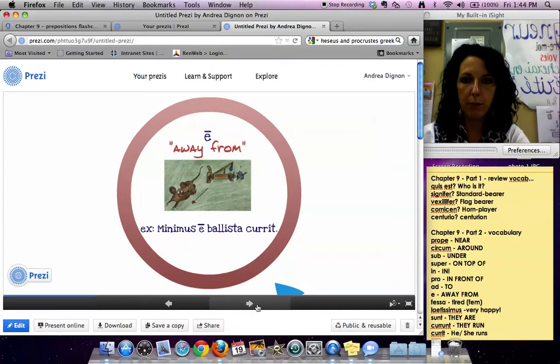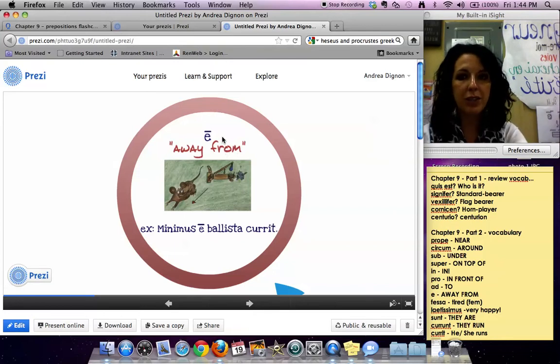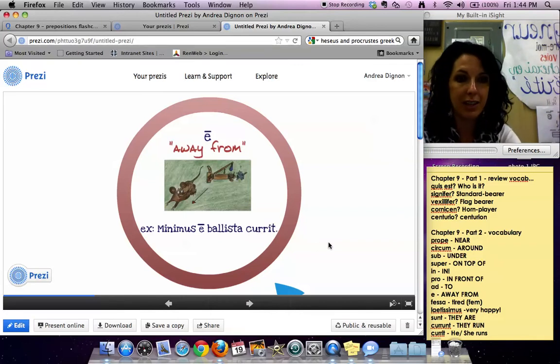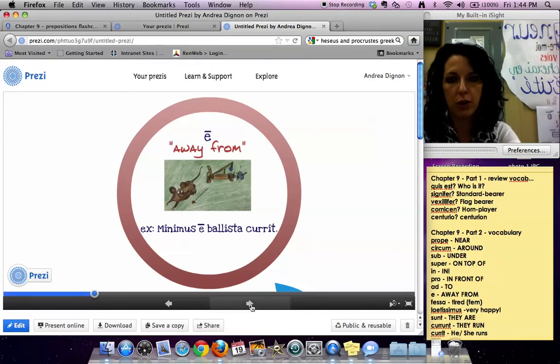Okay. Here we go. The first preposition that we're going to work on is the word away from, and that is pronounced a, not e, but a. So if we were to use that in a sentence, minimus e balista curit, and this is directly from your book, minimus is running away from the catapult. This is the same one straight from the book.